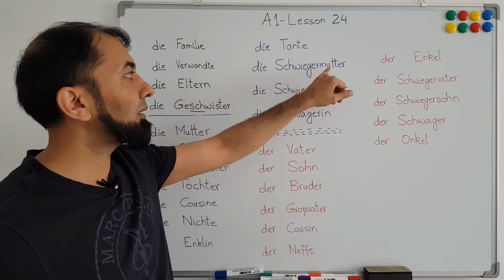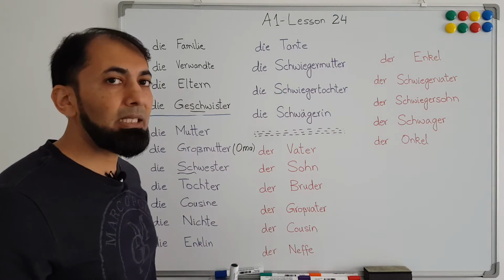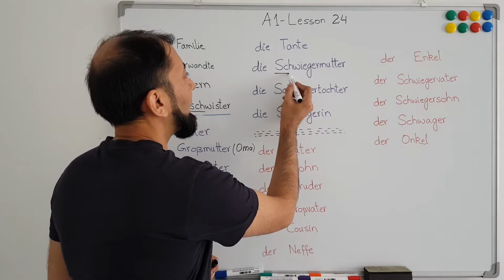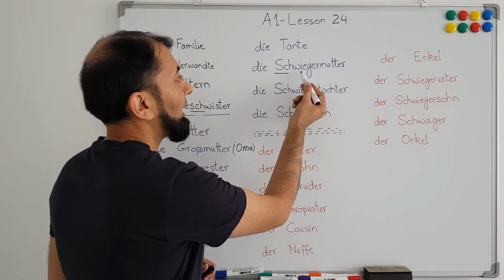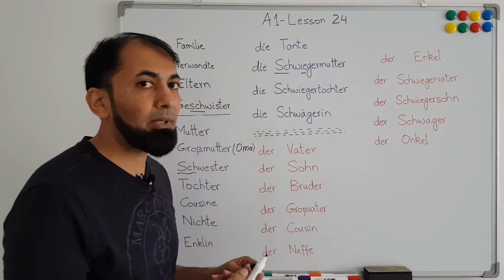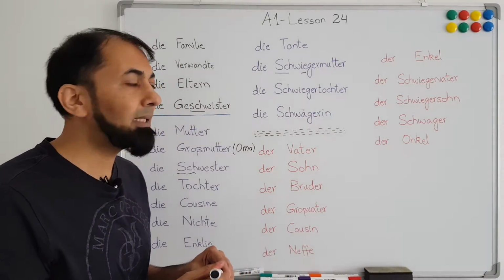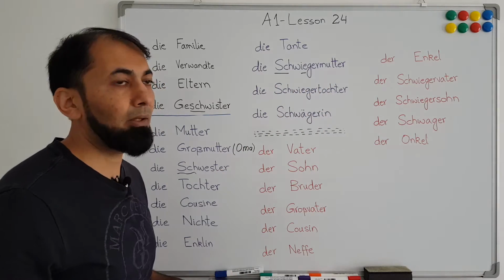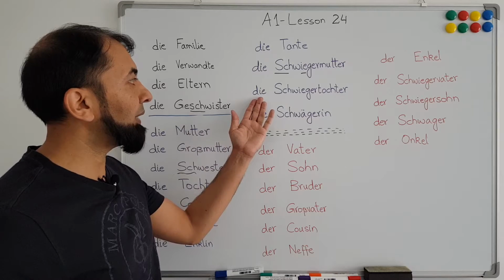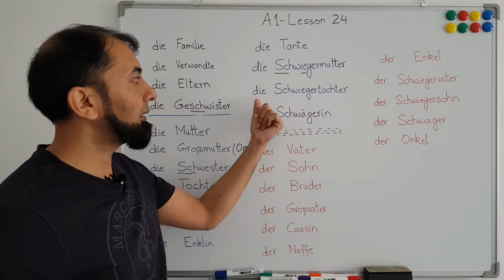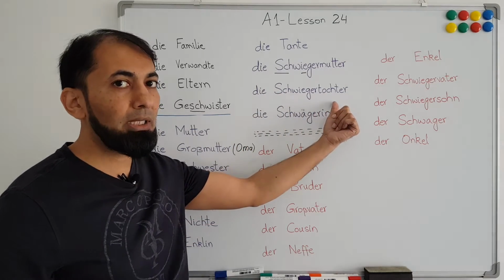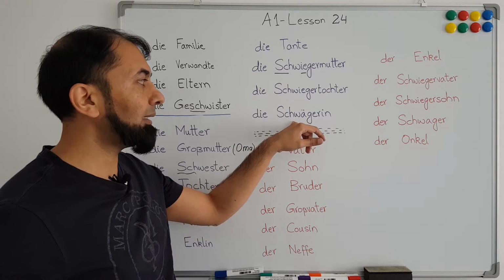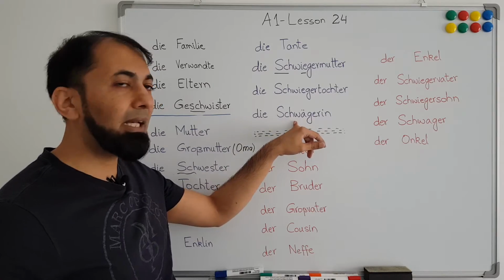Then we have some relationships from the in-law family. Die Schwiegermutter. Die Schwiegermutter, the mother-in-law. So you see again that SCH, sh, and IE in German language will produce a sound like E. So it's die Schwiegermutter, mother-in-law. Then we have Schwiegertochter, die Schwiegertochter, daughter-in-law. Next we have die Schwägerin.